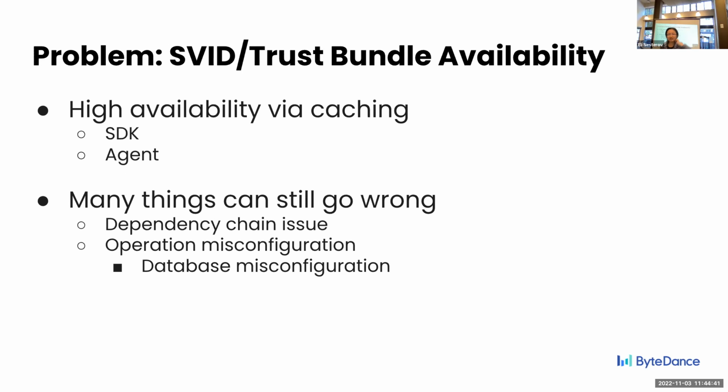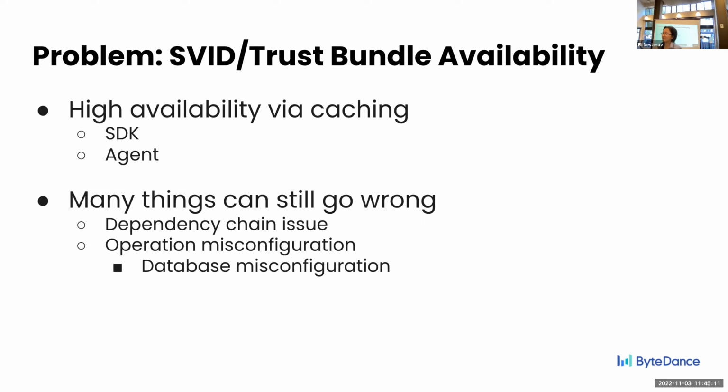Okay, the next one is SVID transponder availability. Although we've explained repeatedly, our customers say, oh, SPIFFE/SPIRE did great work to achieve high availability because of the different layers of caching, right? We have caching in the SDK, we also have caching in the agent, but they are still not satisfied. I think their concerns are valid, right? So many things can still go wrong, even if you have that caching.